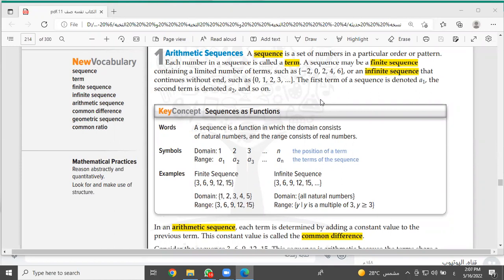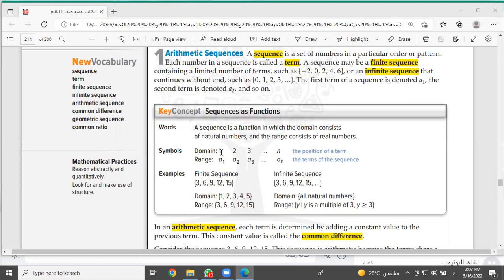Sequence is a group of numbers increased by a constant number or decreased by a constant number. We say that the increasing or decreasing number is the common difference. For example, 1, 2, 3.